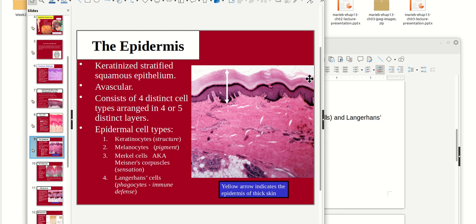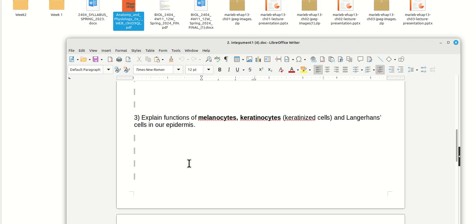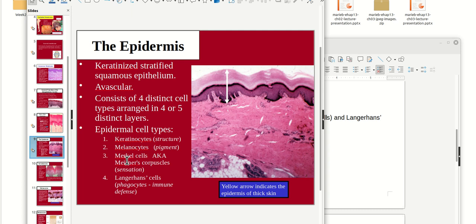Yeah, so melanocytes are pigments. Here we go. We have something that you can use right here in this slide for the functions of these cells, along with the Langerhans cells in our epidermis. So melanocytes and keratinocytes, and what they're calling the Langerhans cells. And they are right here. So 4 distinct cell types arranged in 4 or 5 distinct layers. All right, so structure, pigments, sensation at the Merkel cells, and immune system of the Langerhans cells.